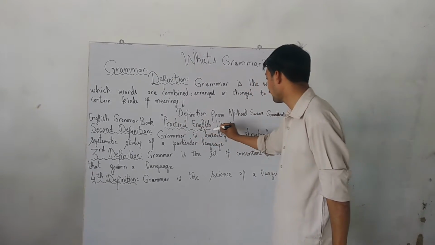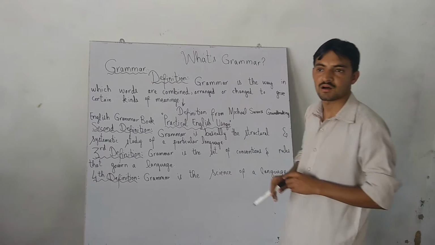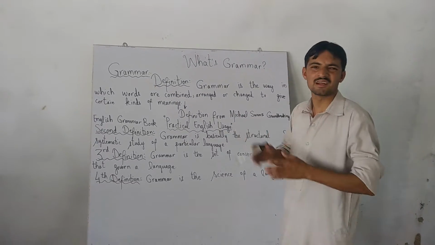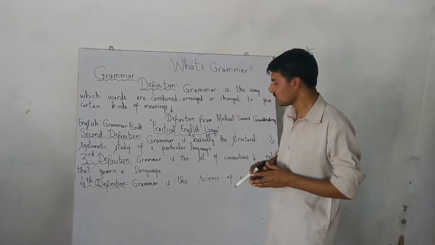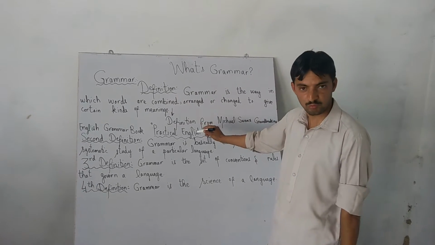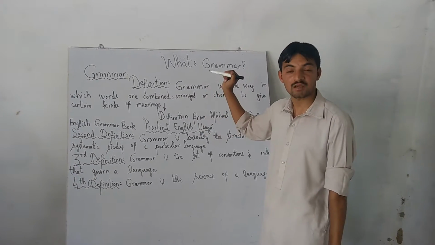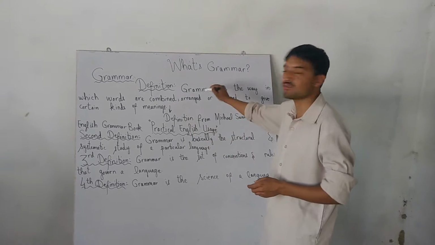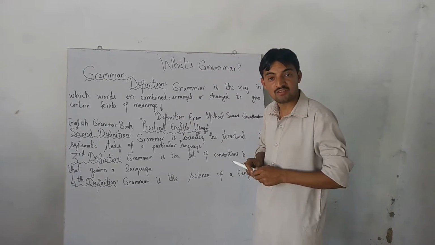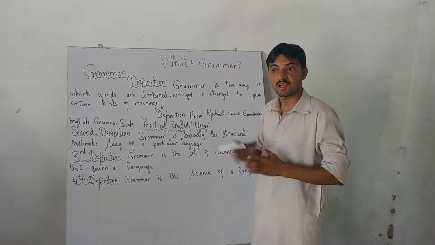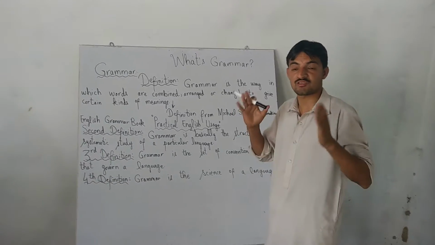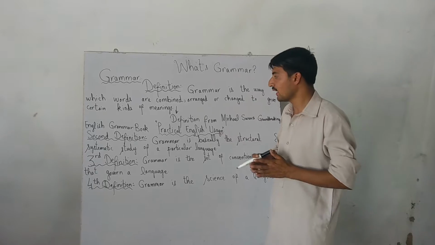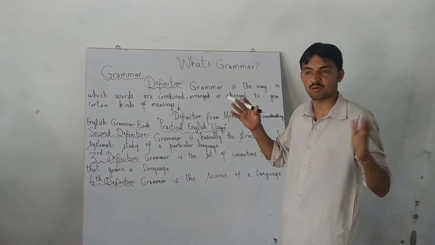It was his most important book, and it has undergone 2 or 3 editions, I think more than 3. So it's one of the most important books of Michael Swan, and he has defined grammar in these lines. It was a groundbreaking book of that time, and now it has been studied by a large number of students.